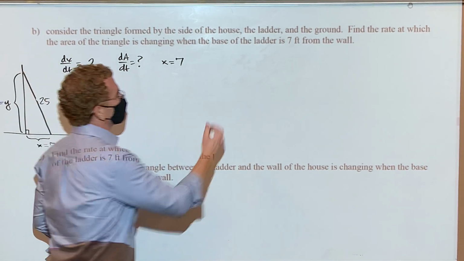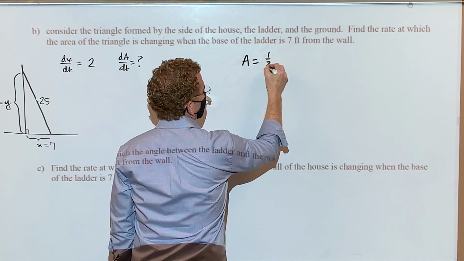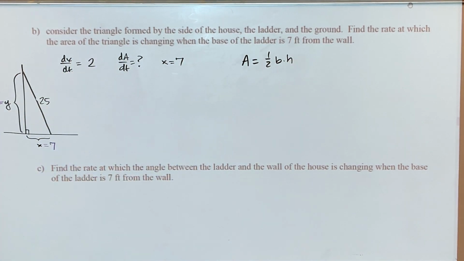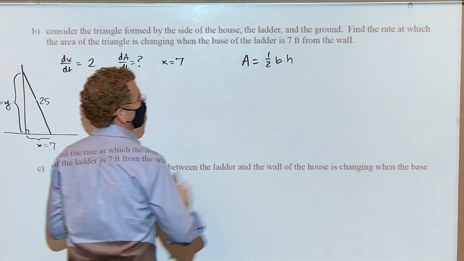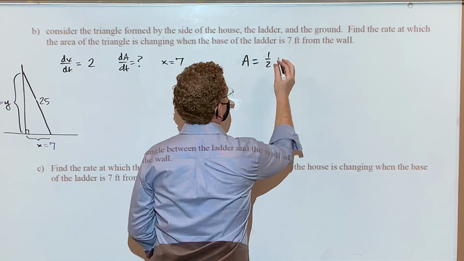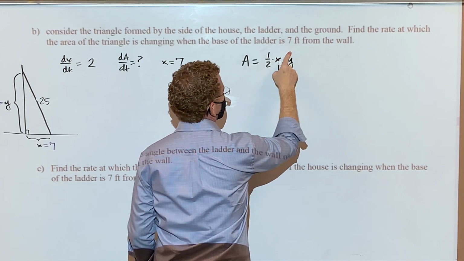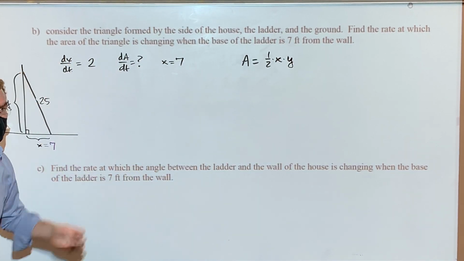Okay, so area is 1/2 BH. Anybody got any ideas on area? And in this case, BH would be what? 1/2 x y. Since y'all name them x and y, whatever you name them.